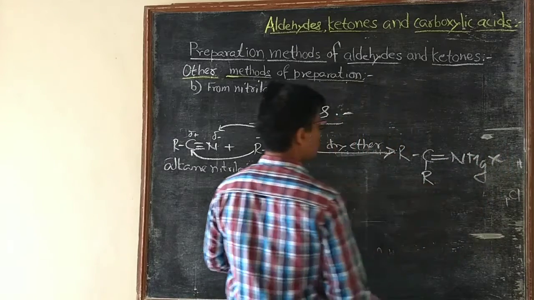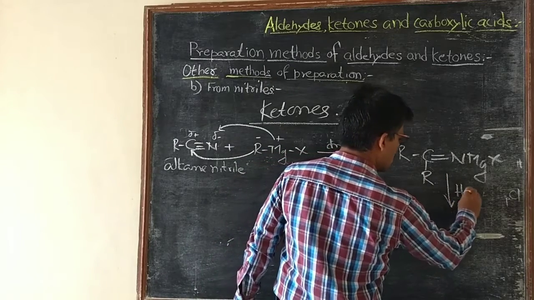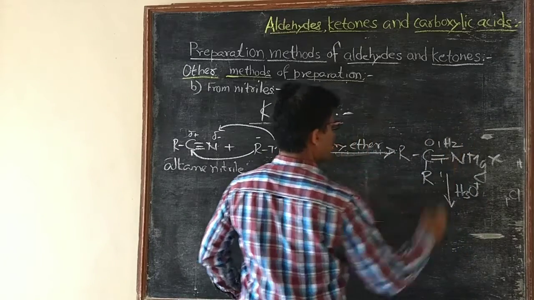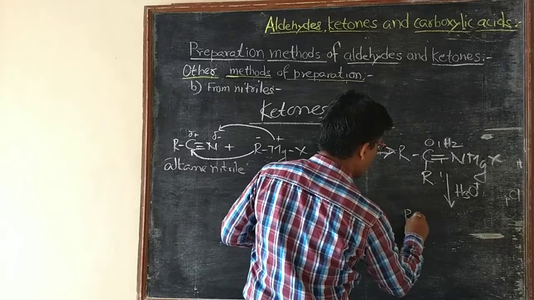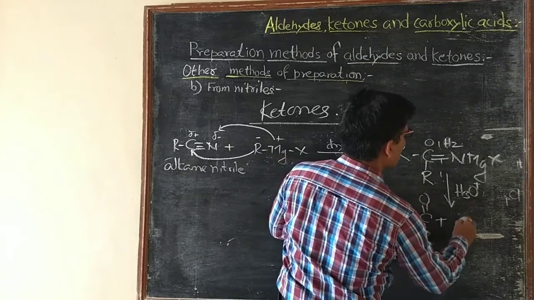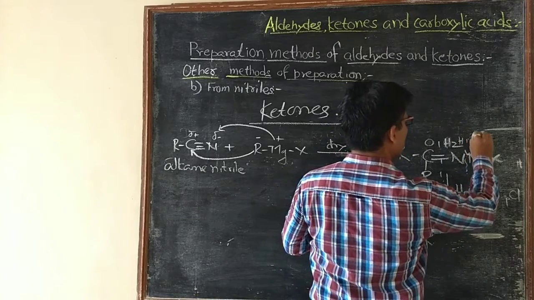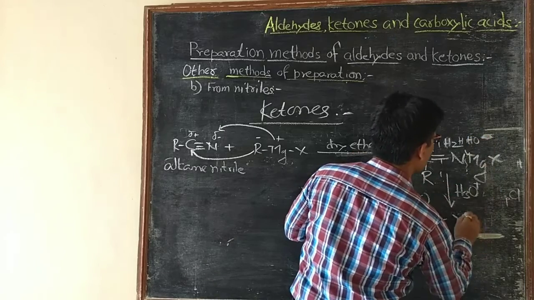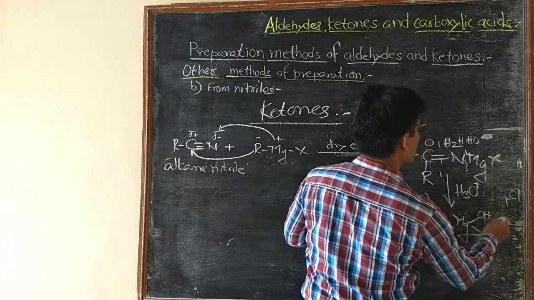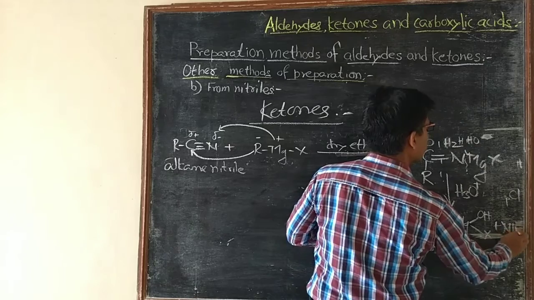that is R C double bond N MgX. This addition product further undergoes hydrolysis in presence of acid in this way to form its corresponding ketone, and in this way MgOHX plus NH3.